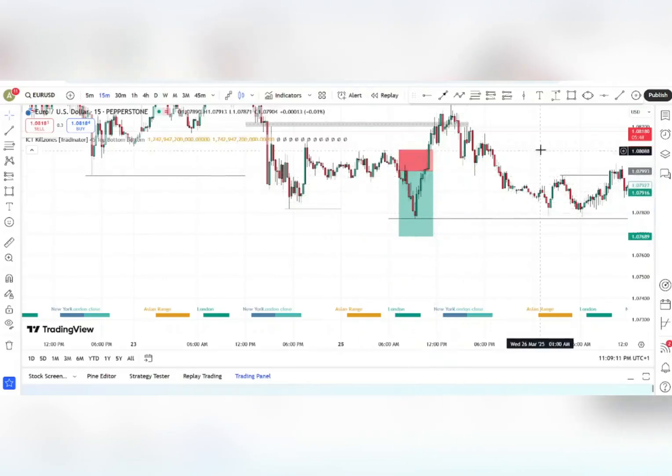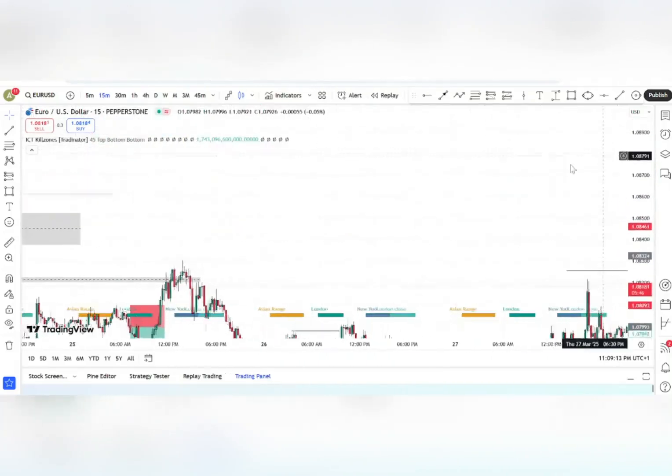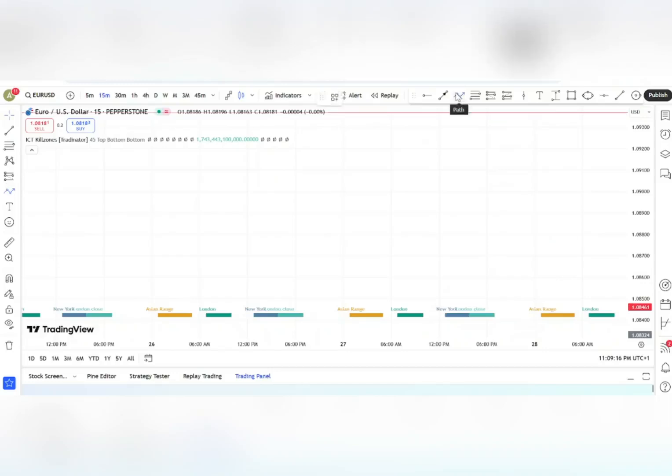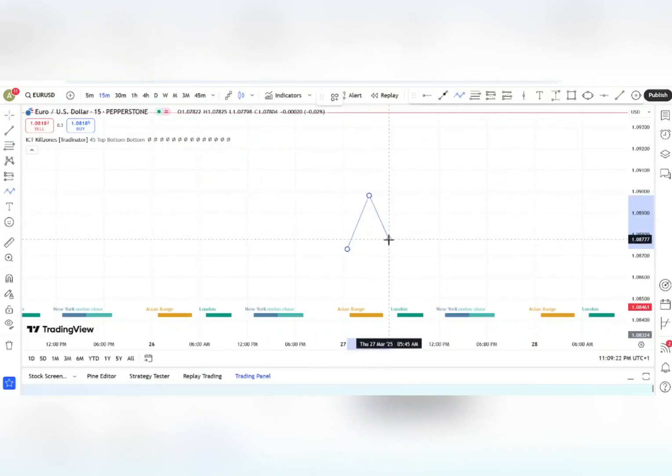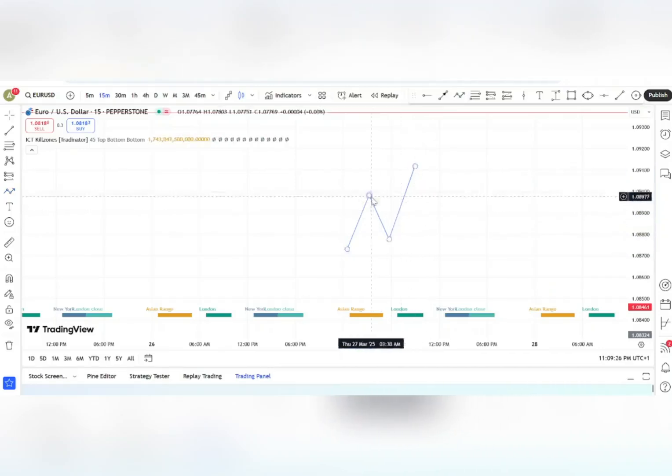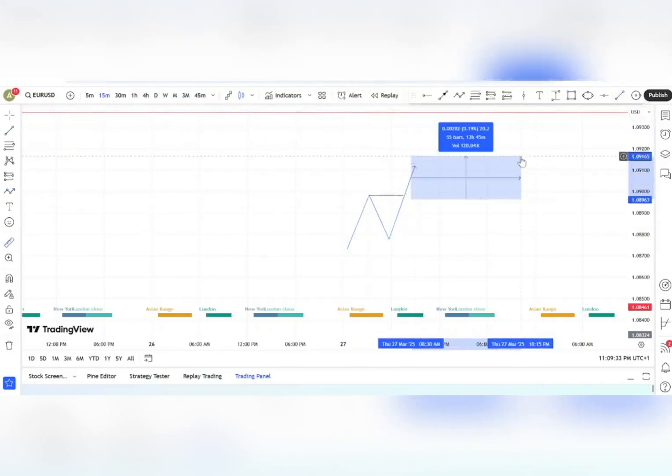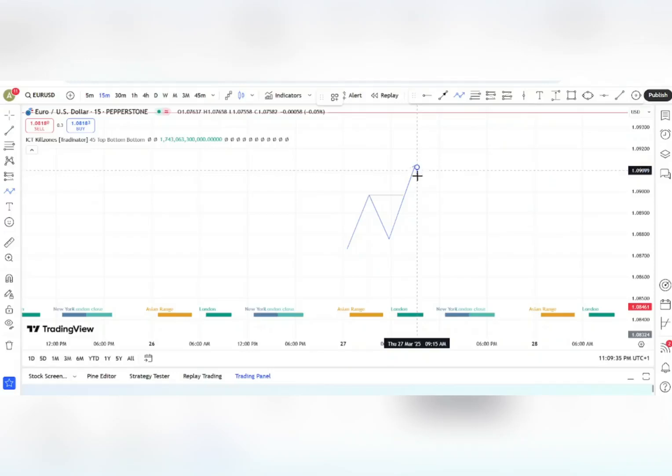So you see, guys, this is the entry model. Let me just draw a schematic diagram of the entry model. First, we have a structure like this. We have a breakout. So when you see a breakout like this, what are you waiting for, or what do you want to see next? You want to get a retracement and a confirmation.